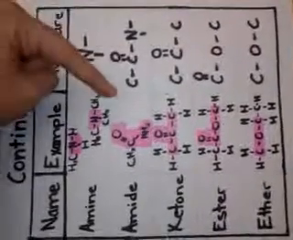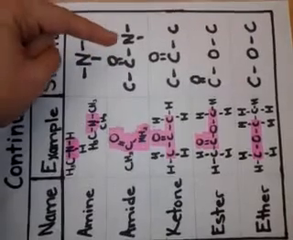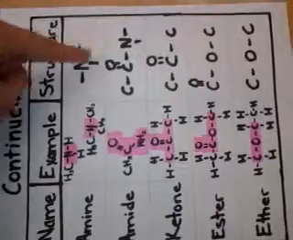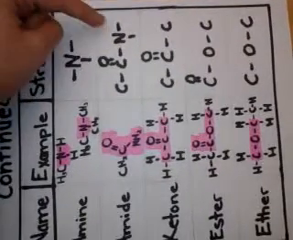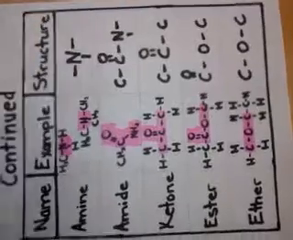As for amide, you have to remember the double bond of O on top and then N on the side. So it is CC, and then on the second C you have to remember the double bond of O, and then on the side you have to remember N. These both are similar and easy to remember.